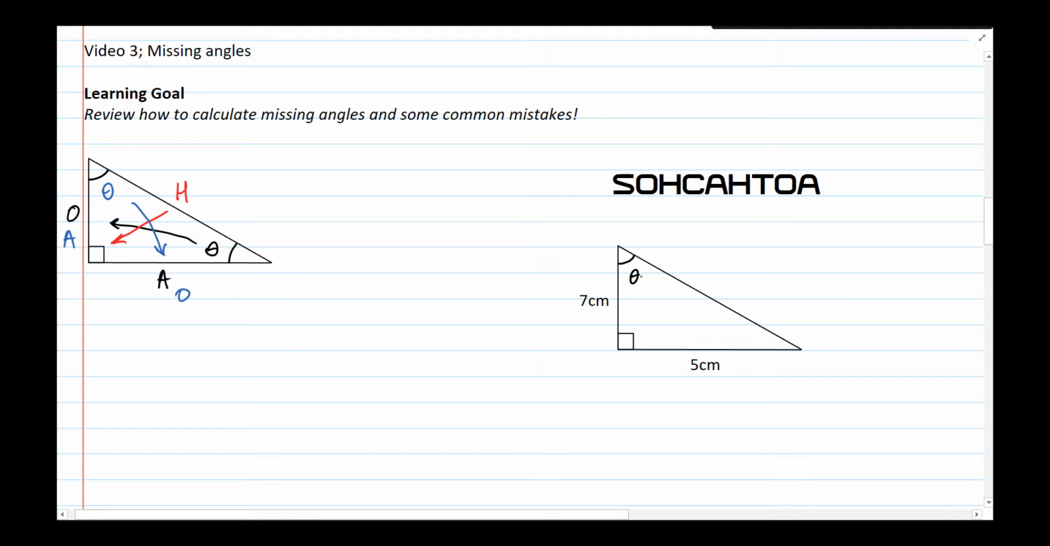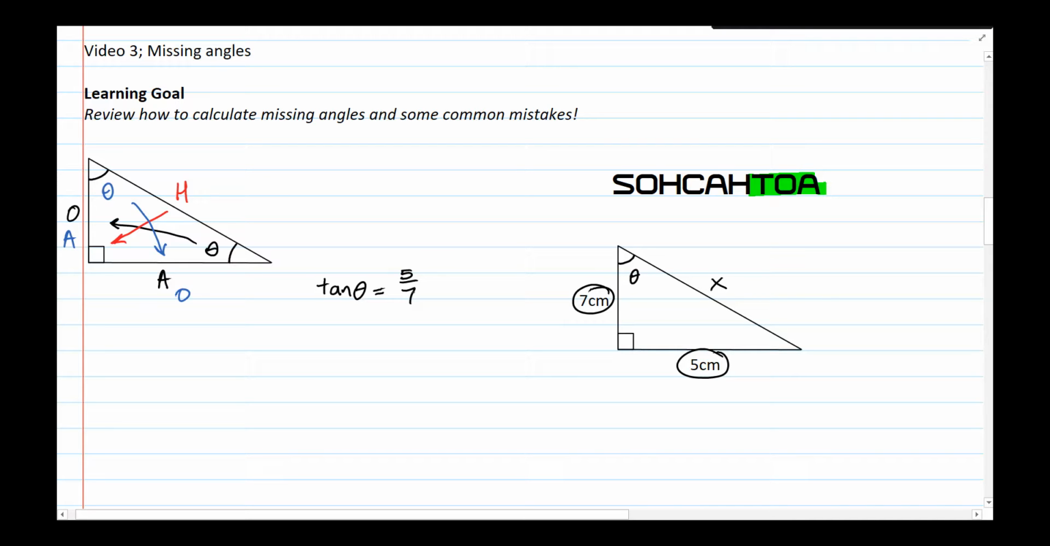You can see my unknown side was marked there. And in this case, again, I've got my SOHCAHTOA. I know my opposite and I know my adjacent. I don't know my hypotenuse, and I'm not trying to find my hypotenuse. So that means that I'll be using tan. Tan is opposite over adjacent and does not involve the hypotenuse. So I have tan theta is equal to 5 over 7, opposite over adjacent.